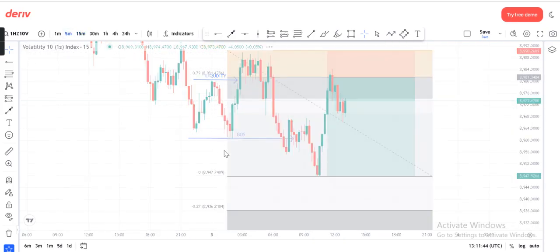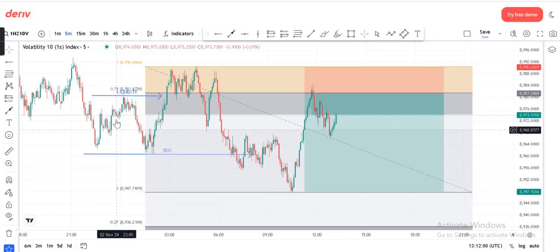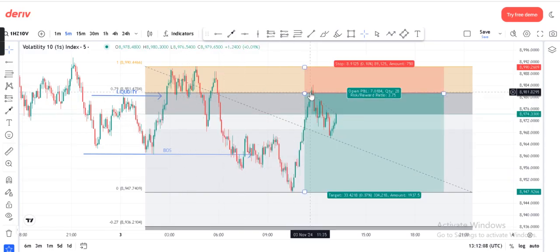So if we go to the 5 minutes time frame, we can clearly see the structure of the market, and we would simply wait for the market to react and give us our exact profit as the case may be. So this is what we have. It's very clear. Liquidity being taken to the upside, structure being broken to the downside, and then market testing at 0.618.